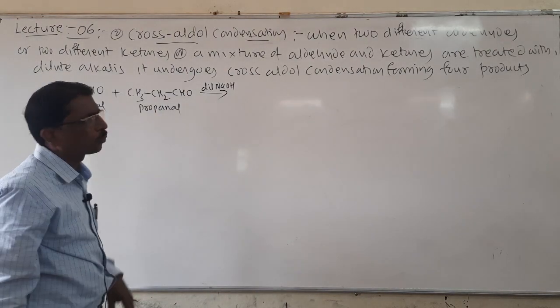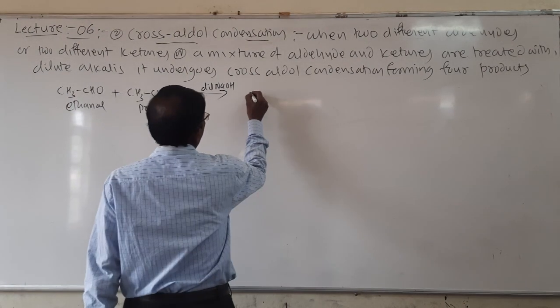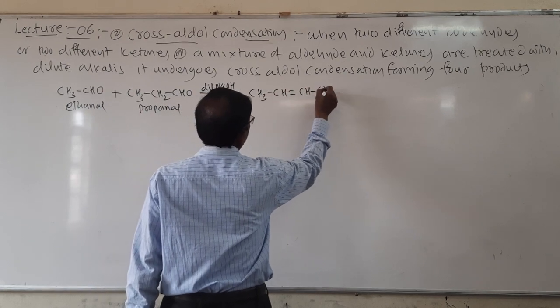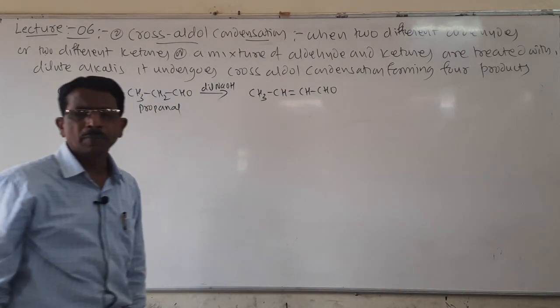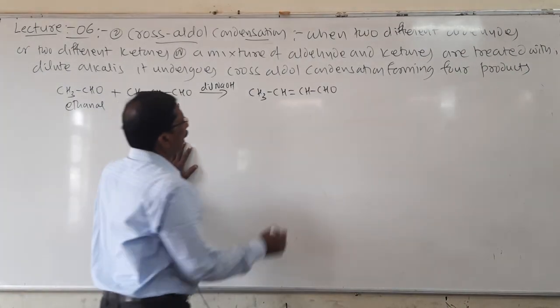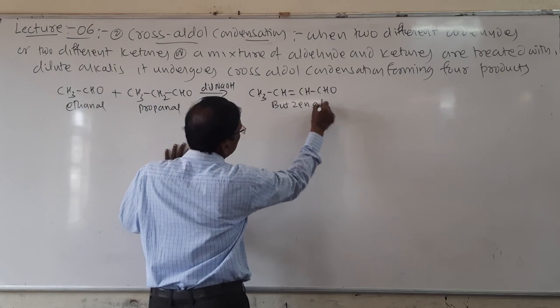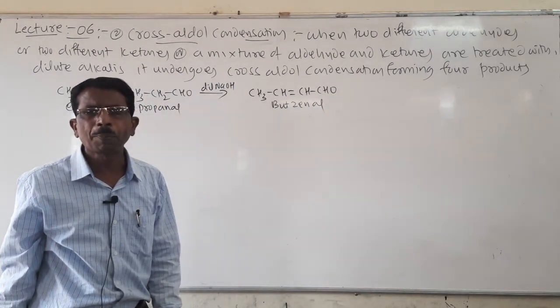Look here students, it forms 4 products. Number 1 is CH3 CH double bond CH CHO. Look here, it is the first product. It is called 1 2 3 4, but-2-en-al, the number 1 product.